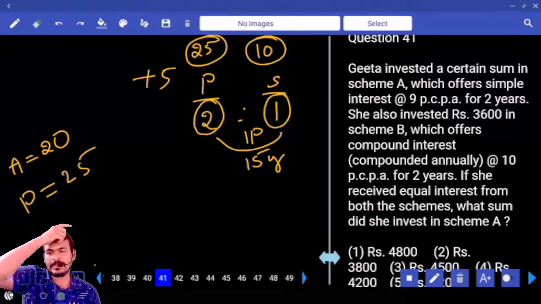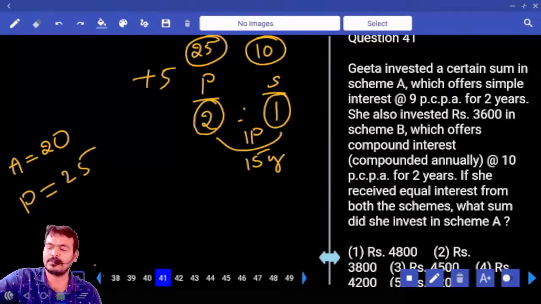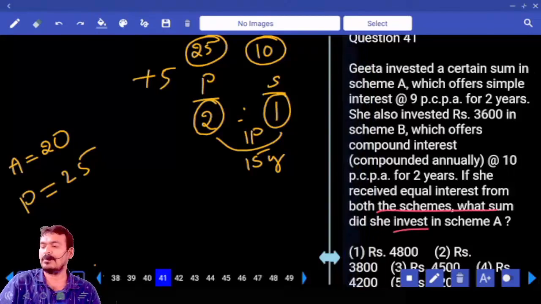Geeta invested a certain sum in scheme A which offers simple interest at the rate of 9% per annum for how many years? 2 years. She also invested 3,600 in scheme B which offers compound interest compounded annually at the rate of 10% per annum for 2 years. If she received equal interest from both the schemes, what sum did she invest in? Scheme A or scheme B?